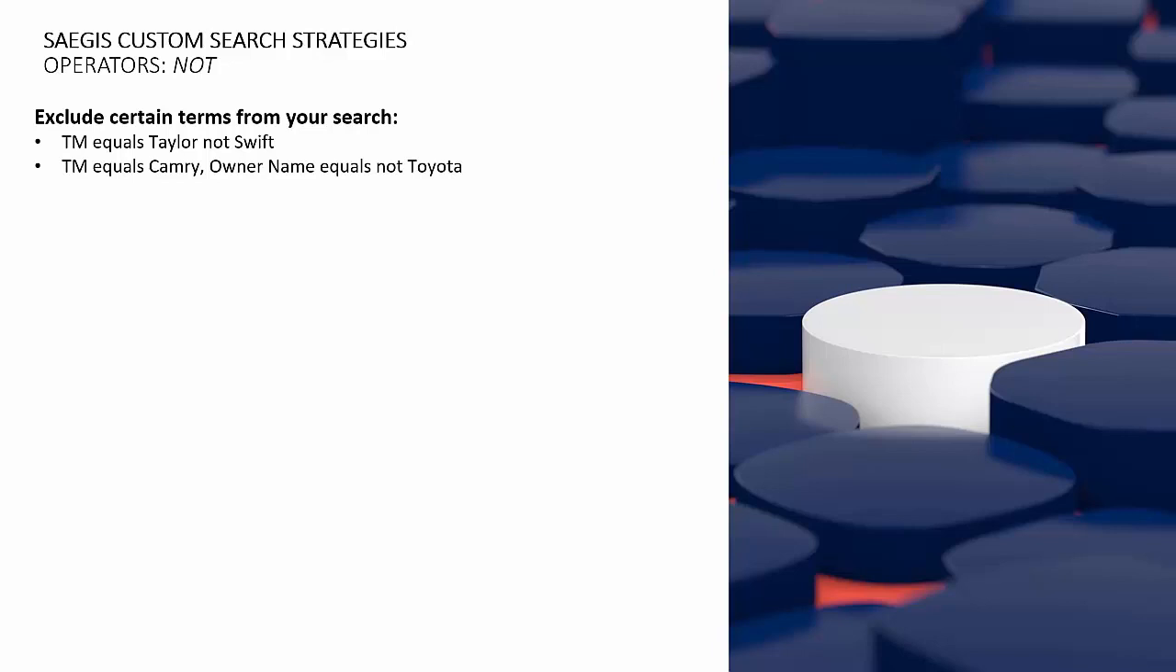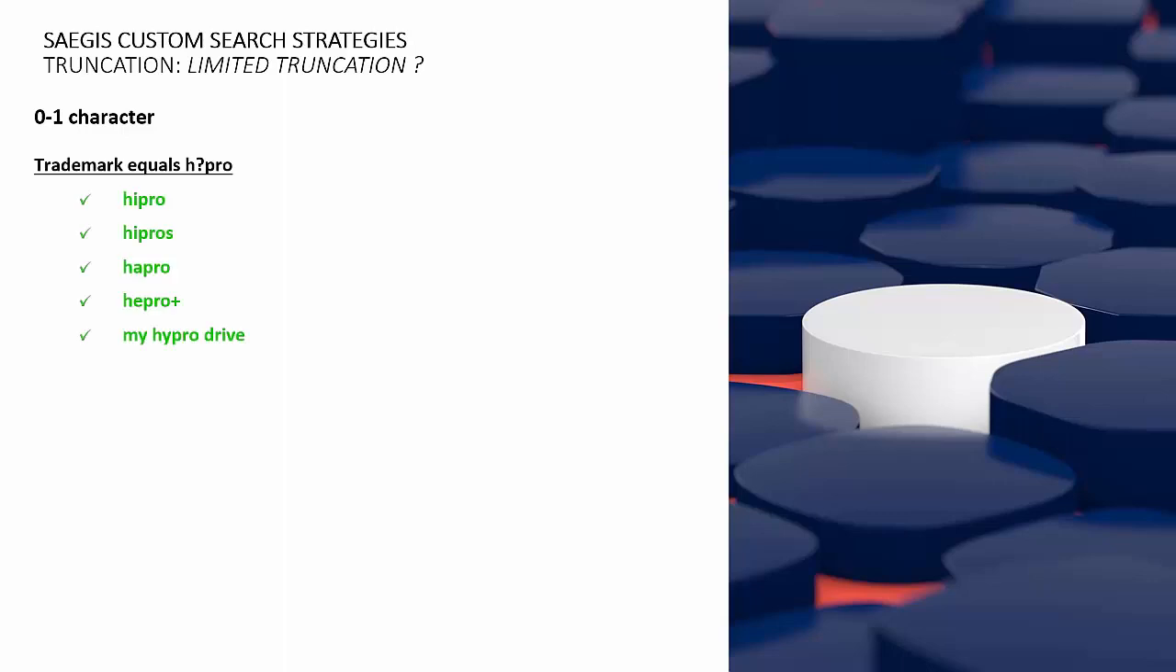If you want to move beyond searching identical trademarks, SAEGIS offers two types of truncation that allow you to replace certain characters, or search a trademark as part of a longer word. Let's go over these two types of wildcard searching.